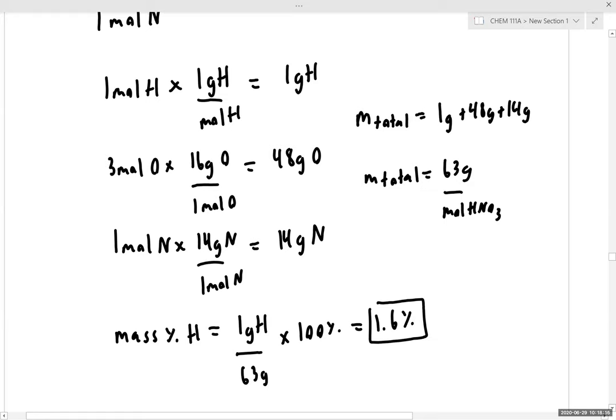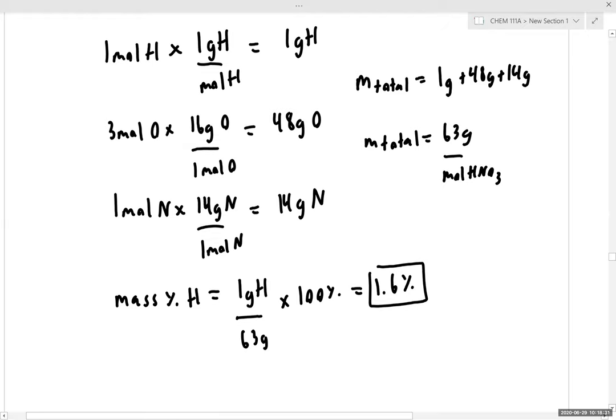Note, all of these masses are built on the number of atoms and your atomic masses. So these mass percentages can have a very large number of sig figs because you're performing calculations involving exact numbers.